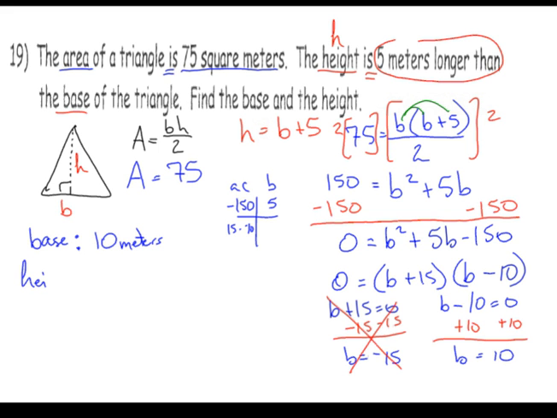My height is going to be h equals b plus 5. Well, my b is 10, so it's going to be 10 plus 5. So the height will be 15 meters.